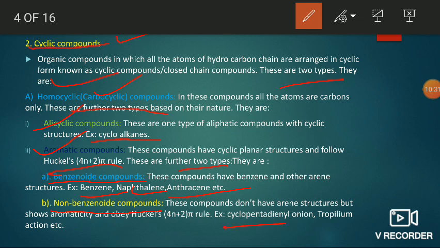So they are called non-benzenoid compounds. For example, the cyclopropenyl cation or the cyclopentadienyl anion. These are examples of non-benzenoid aromatic compounds. Okay, fine.